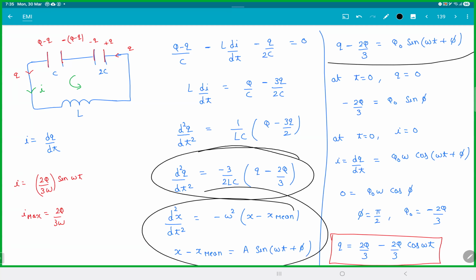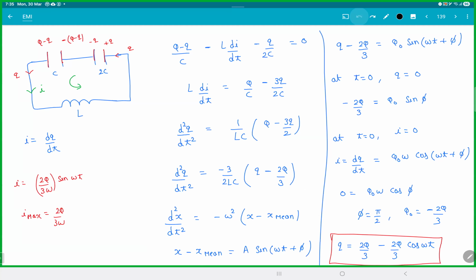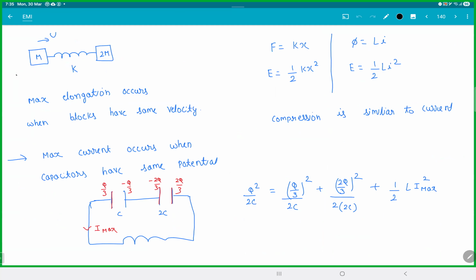The whole question becomes an SHM question. You can get literally everything, you'll get it from there. You know what this question is like? This question is like two blocks with a spring.